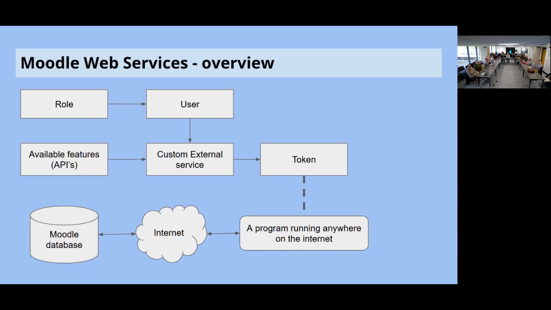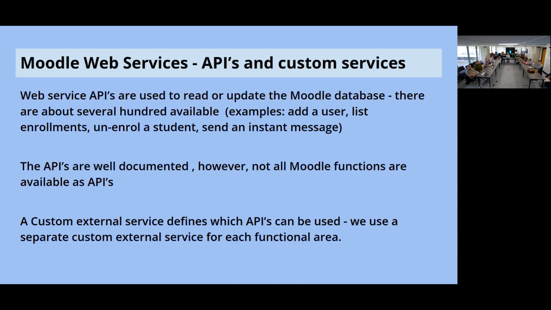So to get a token in Moodle, you need to define what's called a custom external service. That determines what can be done with that token and who can do it. I'm not going to show you all of that today, but you have to define users and roles as well. So if I just move the slides on.